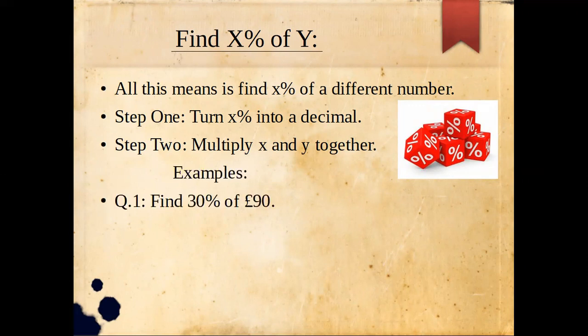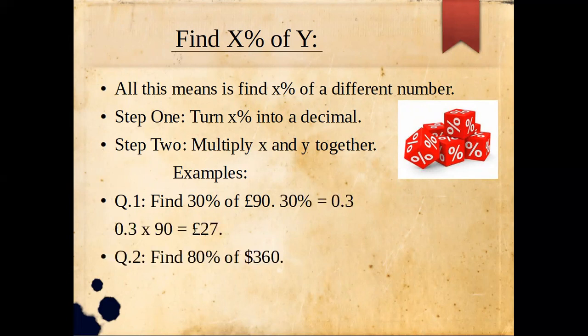So here are some examples. If you think you know what to do, just go ahead, but if you don't, I'll go through it right now. Find 30% of £90. What you need to do is make 30% a decimal. So 30% equals 0.3. Then we multiply 0.3 with £90, and that will give us an answer of 27. But we need to remember that it's in pounds, so the answer is £27. It's very important to remember the units.